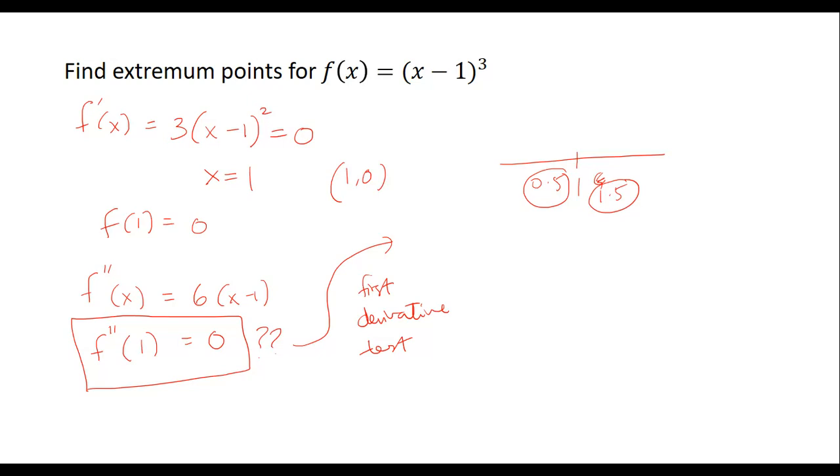Once you put this into your f prime, not f double prime, you can see your f prime at the first point is positive, and at the second point, 1.5, is also positive, meaning that your value is like this and also like this. What does this tell you? This tells me that if this is my graph, you have something similar to this.